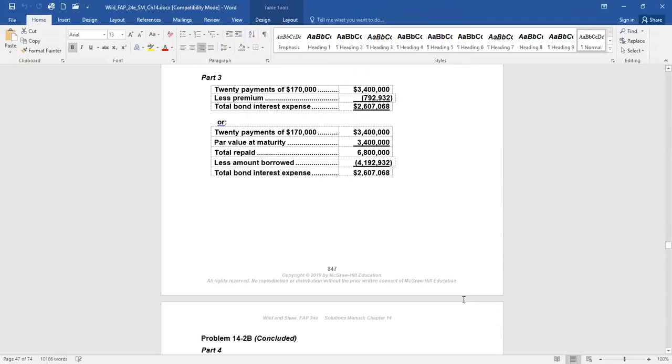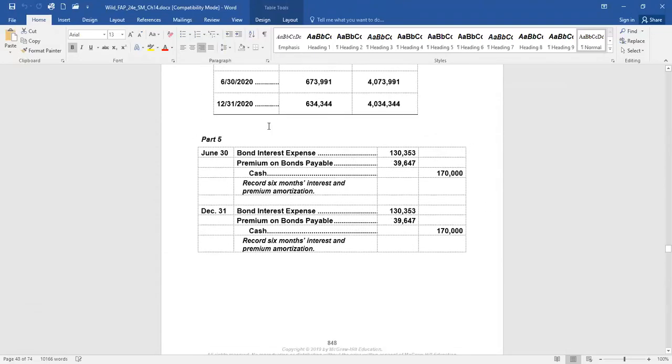Now let's see what happens with the journal entry. We're going to credit cash for $170,000. Yep, we're paying that much in cash. Now we're going to debit that adjunct account, premium on bonds payable, for $39,647. And the difference is how much we record as interest expense. It will continue to be that journal entry each interest payment date over the next 20 interest payments. Take a look, December 31st, same exact journal entry.